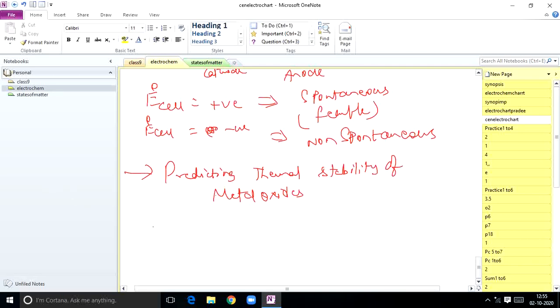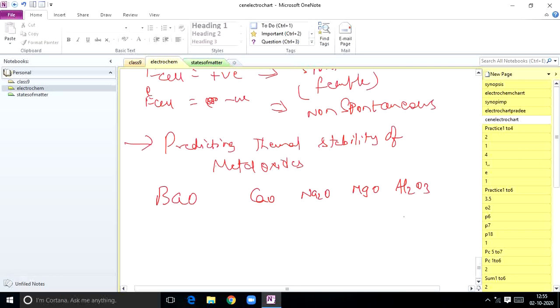For example, I can tell you one point: barium oxide, calcium oxide, sodium oxide, magnesium oxide, Al2O3. Some oxides are given, and they will ask which of the following oxides are thermally more stable. Here the standard reduction potential value of the metal in its oxide: barium minus 2.90, calcium minus 2.87, sodium minus 2.71, magnesium minus 2.37, and aluminum minus 1.66. So smaller the reduction potential value, where is it? More negative means smaller value.